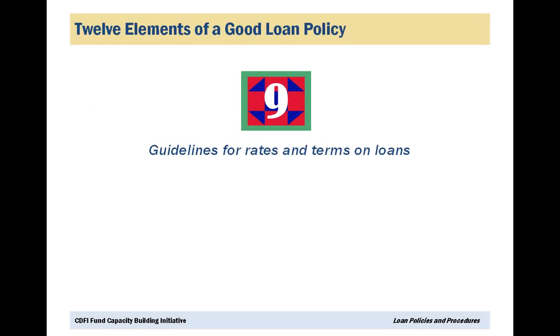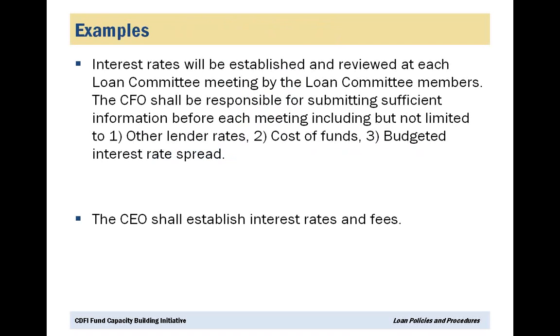All right, take a breath here and move into element 9. This says, hey, make sure that when you do your loan policies, you tell us about your rates and terms. But I want to caution, you don't actually put your rates in your loan policies, or you'd have to change your loan policies every time your rates change. But you want to say how they're established.